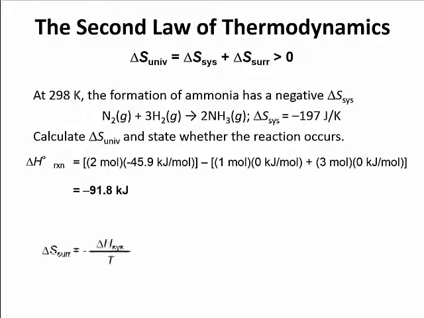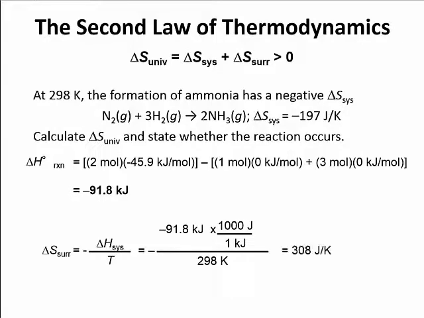Again, with my delta S of surroundings, that's equal to negative delta H of my system divided by T. So I can take my negative 91.8 kilojoules. I'm going to convert that into joules. I'm going to divide by my temperature in Kelvin, and don't forget that there's a negative out in front of all of that. So I should end up with 308 joules per Kelvin.